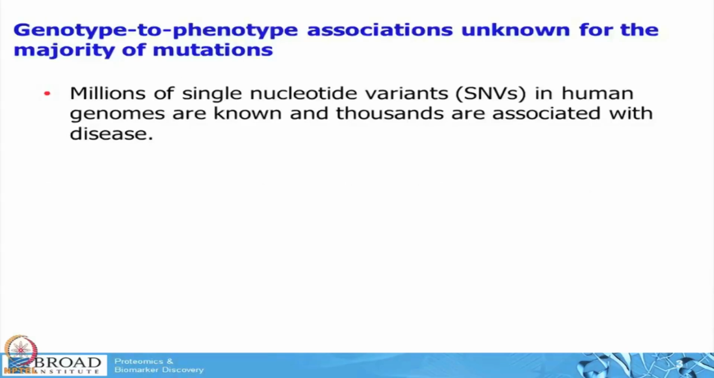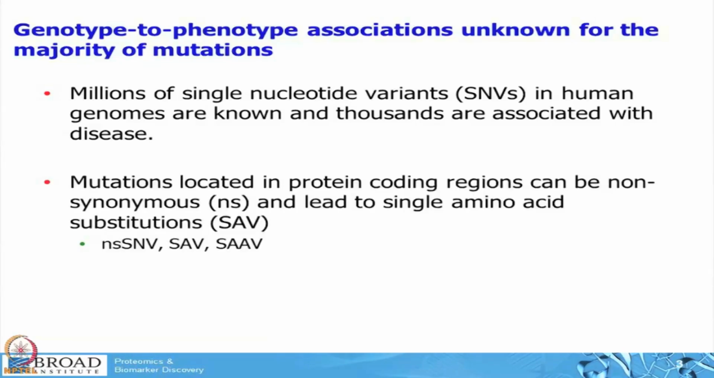So as Bing just presented, there are millions of single nucleotide variants known in the human genome, and many of them are associated with certain human diseases, but for most of them we don't know the exact molecular mechanism that causes this genotype to phenotype association. And as we learned yesterday during Kelly's and David's talk, and also during the hands-on, mutations located in protein encoding regions can be non-synonymous, meaning they can lead to a single amino acid substitution, so they can change an amino acid in the protein sequence.